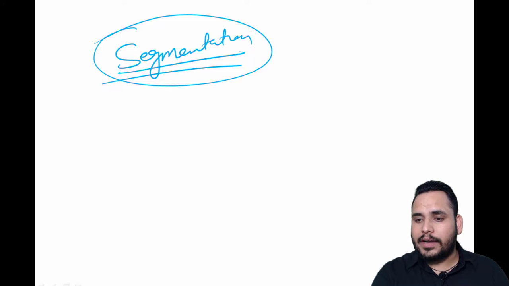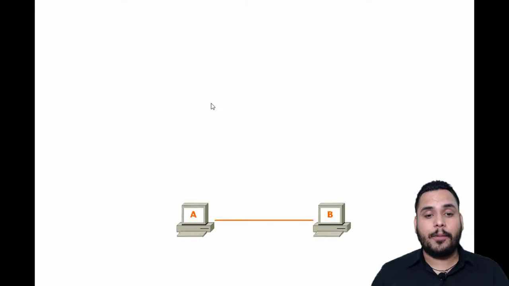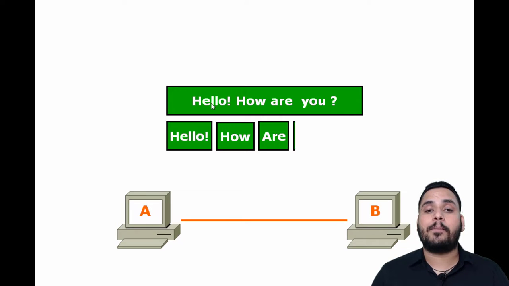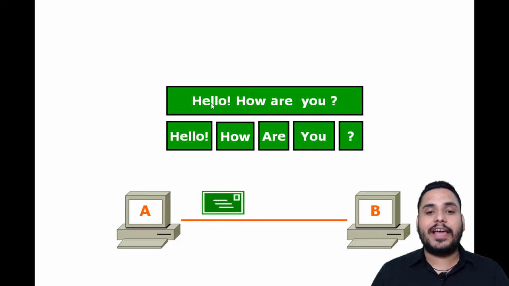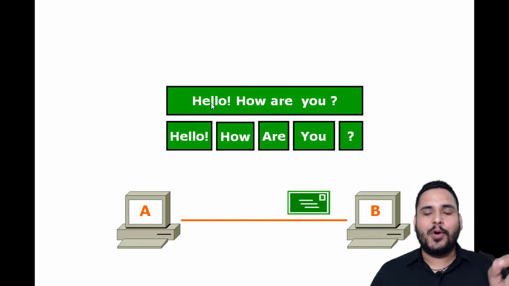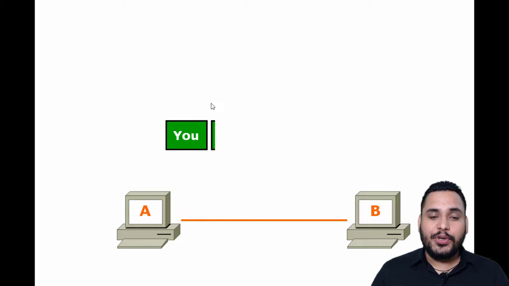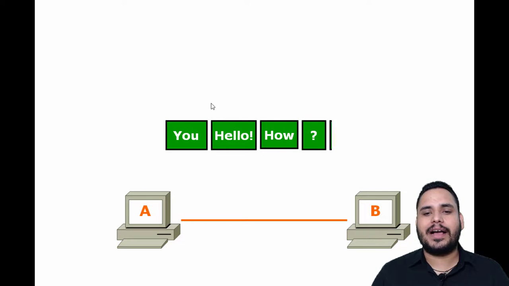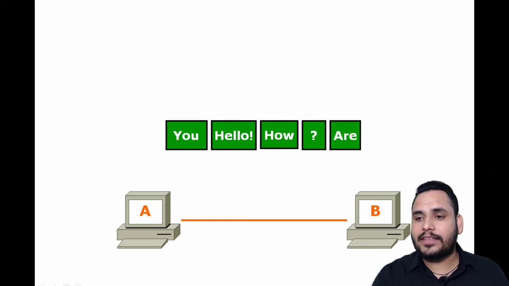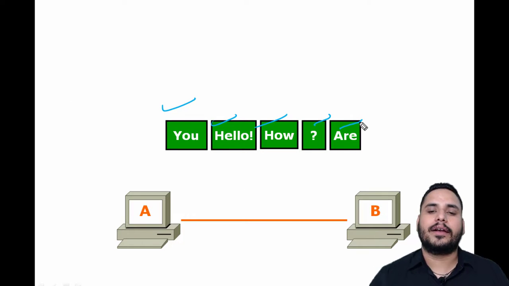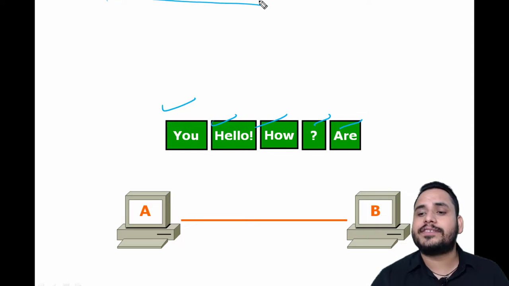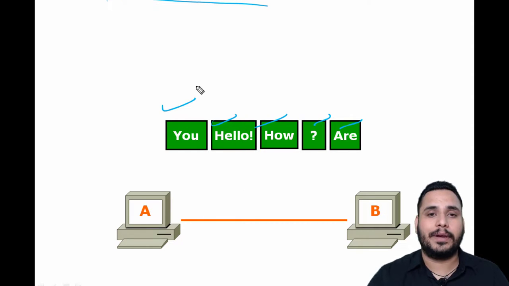Sometimes in the network there is a problem when it sends the data from A PC to B PC with the help of segmentation, but B receives the information in the wrong sequence. You, hello, how, question mark, are. Now this is not the right sequence. I am not able to understand this. So this layer also provides sequencing and reassembly.